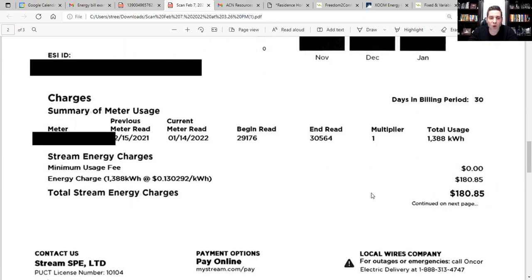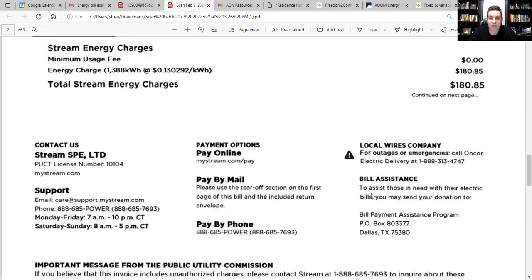Now, if you look here on the left where it says Stream energy charges, you'll see energy charge, 1,388 kilowatts times an energy charge of 0.130292 per kilowatt. Now, a lot of people think that that's the price on the bill to compare it to, and it's actually not, because that is just their energy charge alone. As I mentioned, our plan includes everything, the base charge and the delivery charge.